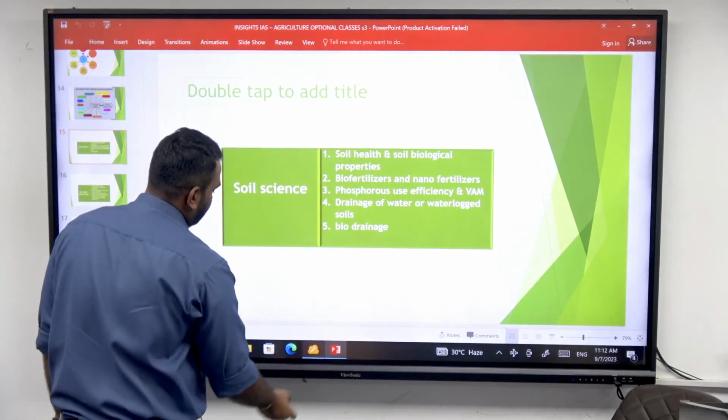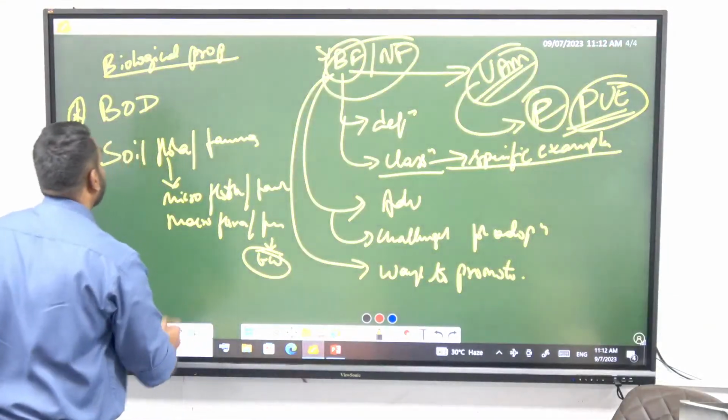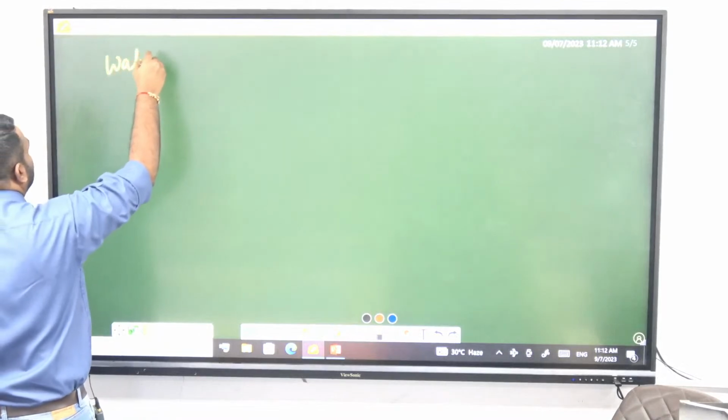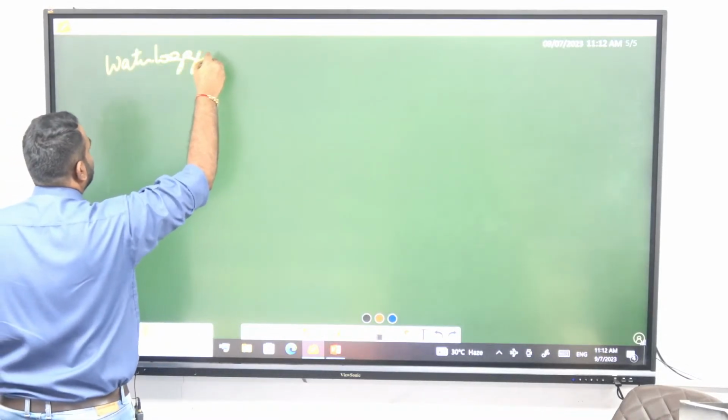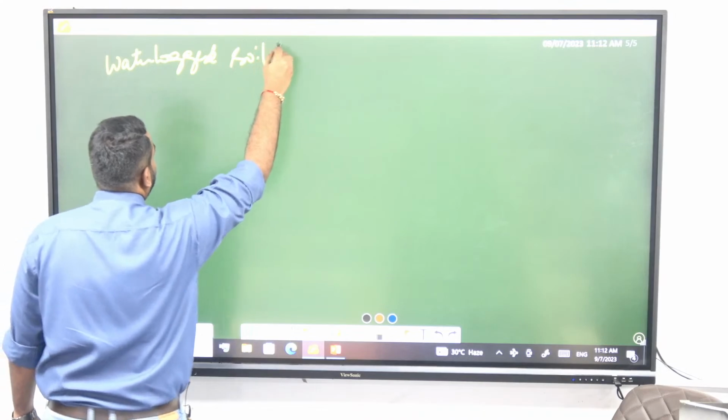Next one is drainage or waterlogged soils.